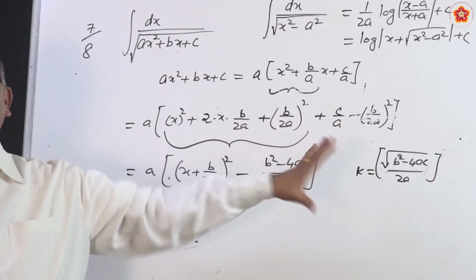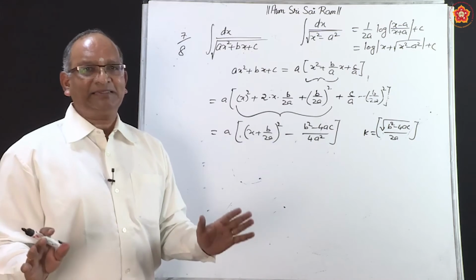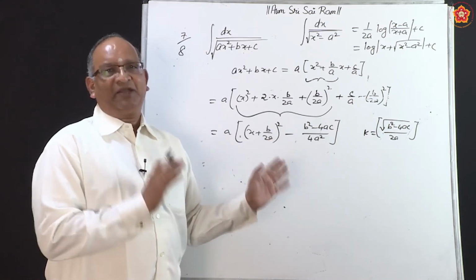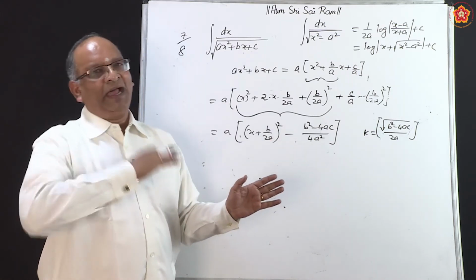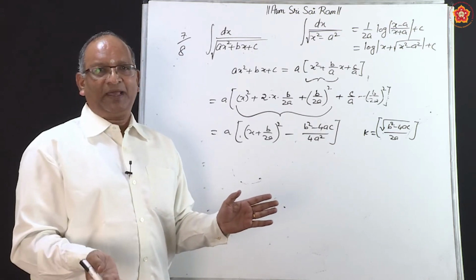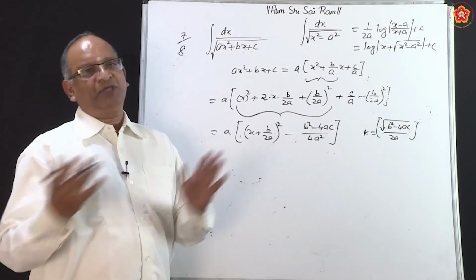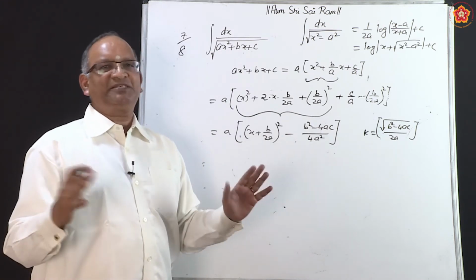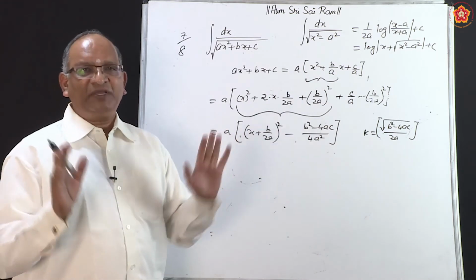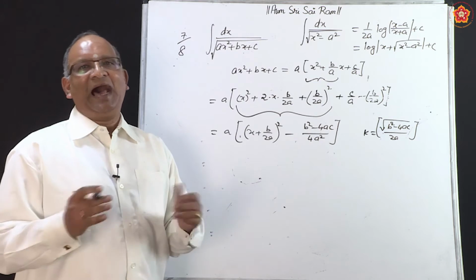What is the procedure? By using the method of completion of squares, convert them into standard form. What is the standard form? Either x square minus a square or a square minus x square or a square plus x square, with square root or without square root. And for both the situations, we have formulae which we will be using. Okay? We will come to the last type.